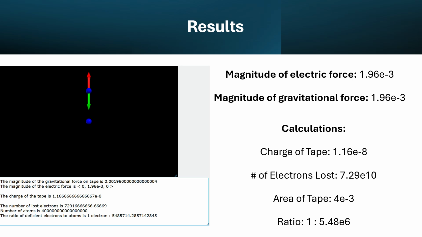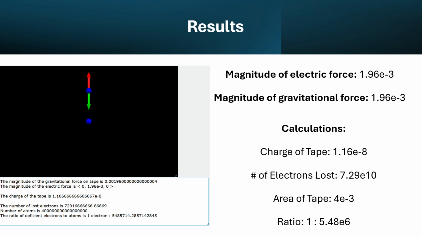Here are the results of the experiment using our code in GlowScript. As you can see, there's a model on the left with all of the information that we calculated on the bottom. The magnitude of the electric force and the gravitational force came out to be the same, which was expected due to Newton's second law. It was 1.96e-3.